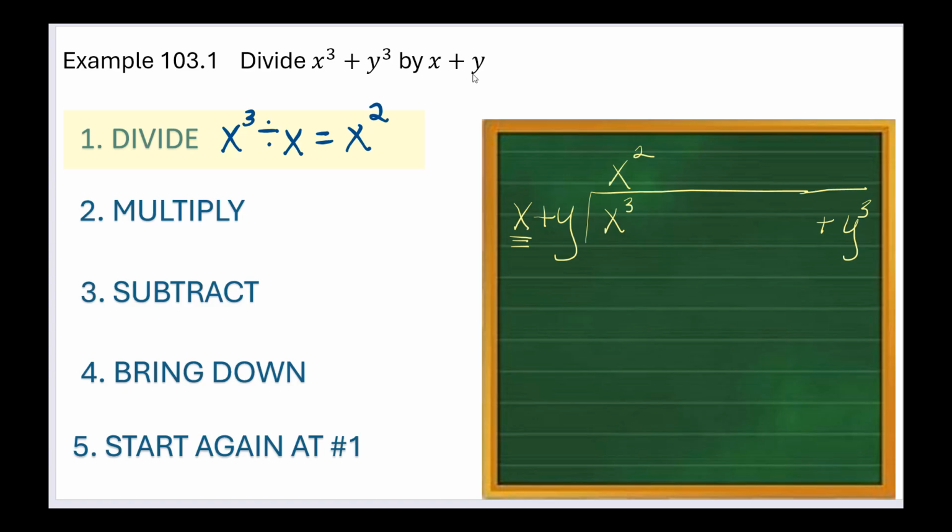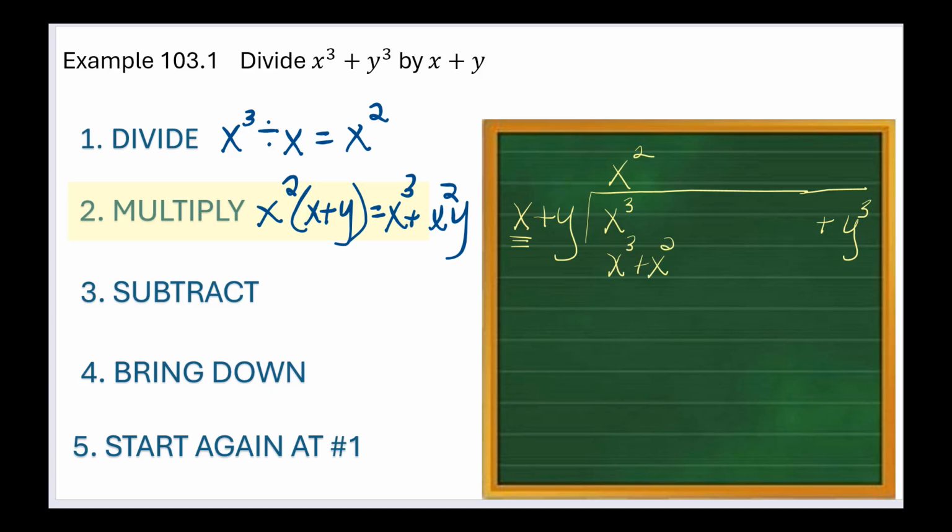So we did our division. Now we're going to do multiplication. When we do the multiplication step, we will pay attention to the y also. So we're going to multiply x squared times x plus y. And that's going to be x cubed plus x squared y. And that is what we're going to put down here. So x cubed plus x squared y.